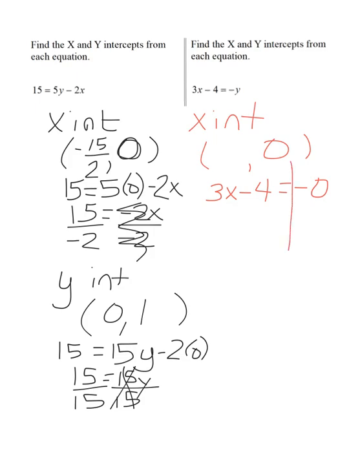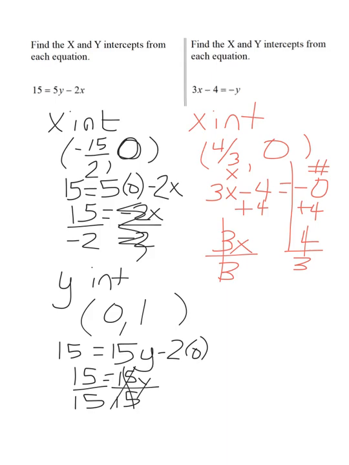Okay, so I want to put my x's on the left because that's the only side I have x's, and my constants on the right. So I'm going to cancel out that negative 4 with a positive 4. That gives me 3x's is equal to positive 4, because 0 plus 4 is 4. Now I'm ready to divide by the coefficient of 3, allowing me to see that x is equal to 4/3. So the x-intercept is the ordered pair 4/3, 0.